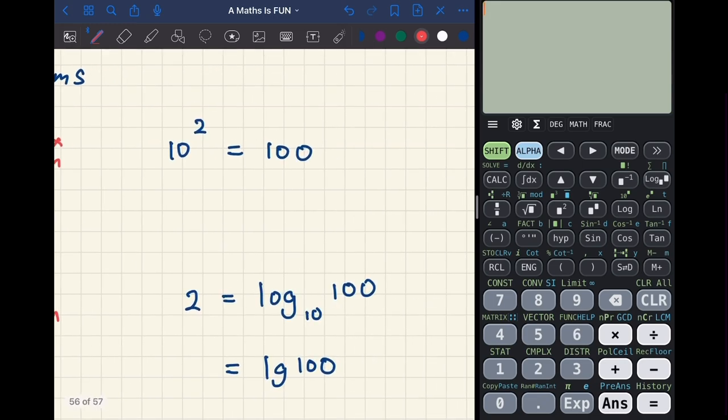Likewise, the same thing: we keep the power 2, and then the base 10 goes over as the base of the log. So we have 2 equals log 100 base 10. A simple way to verify this: log base 10 is just lg 100. Here we can quickly verify this, and it is actually 2.